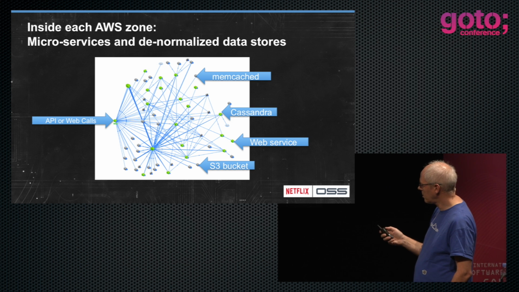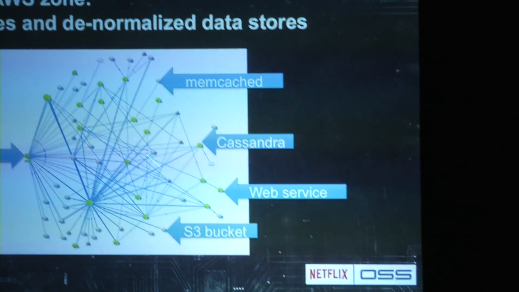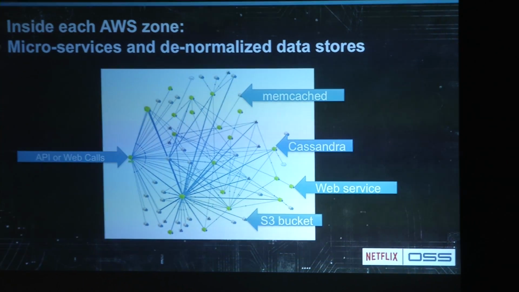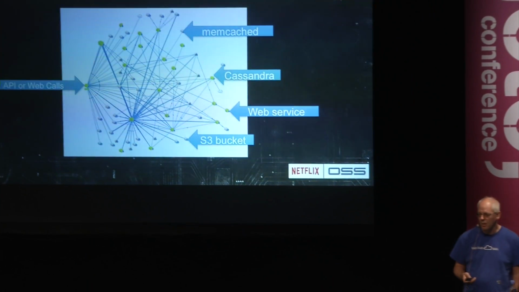So within each zone, let me think, I've got lasers here. Yeah, there we go. Requests come in, and because this is all based on microservices, there are lots of requests that go out, hit all these things and bounce around, and it comes back, and then the home page gets returned. That's for a single API call or a single request to the home page.